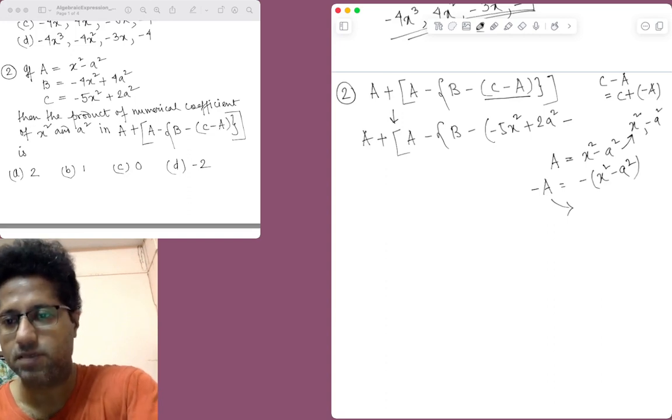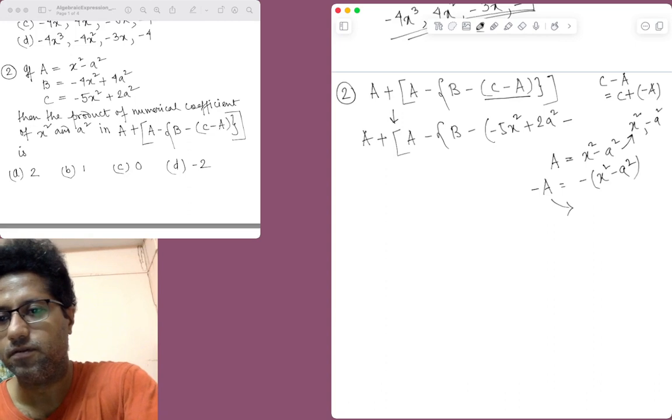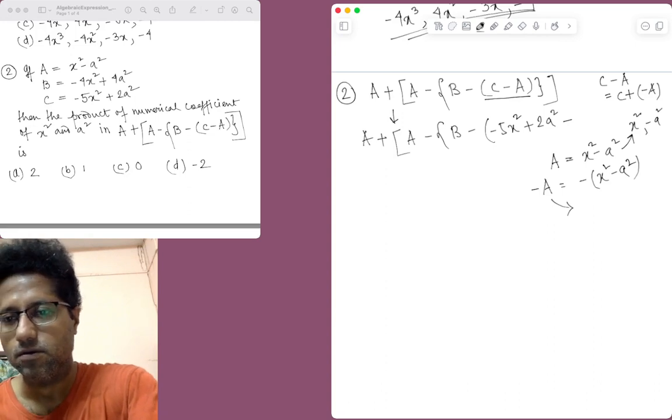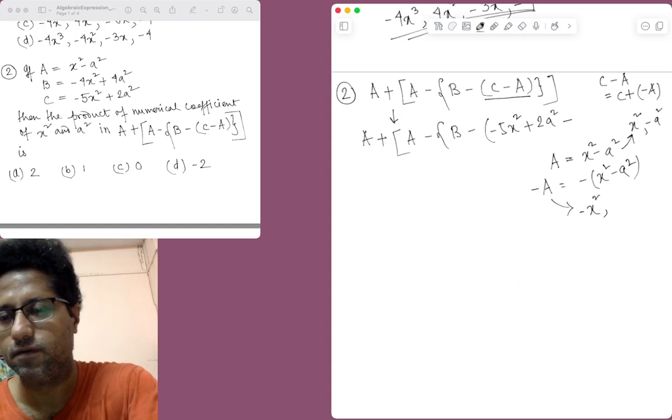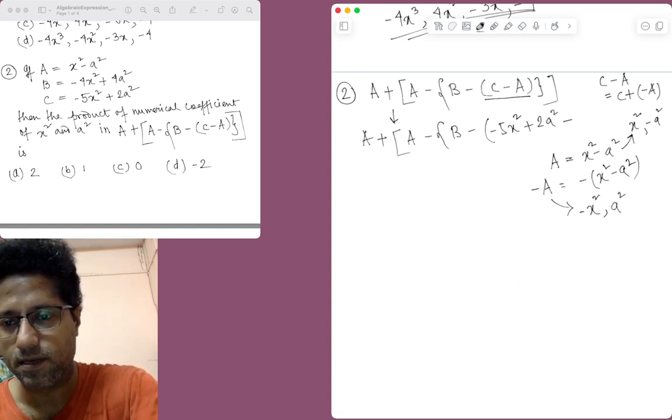The terms of minus a will be, all the terms will change their sign. So for a the term was x square, so for minus a the term will be minus x square. Similarly for a the term was minus a square, for minus a the term will be minus of minus a square. I mean, the opposite, it will change the sign, so it will be a square. So we have minus a equals minus x square plus a square.